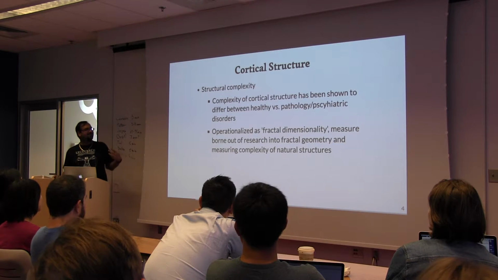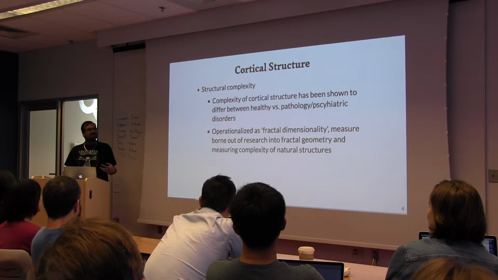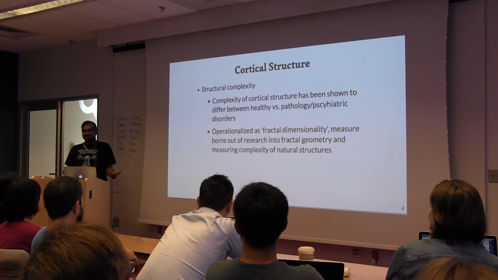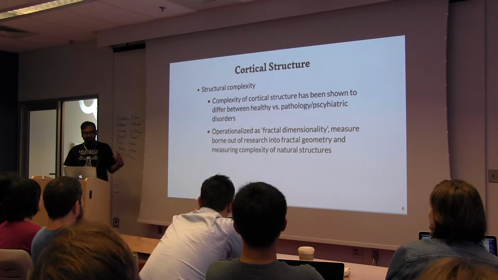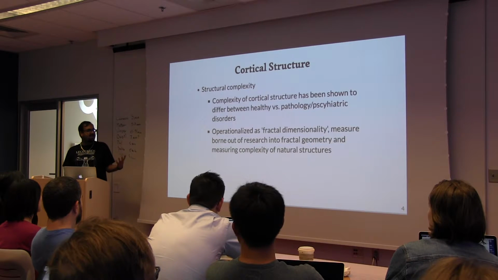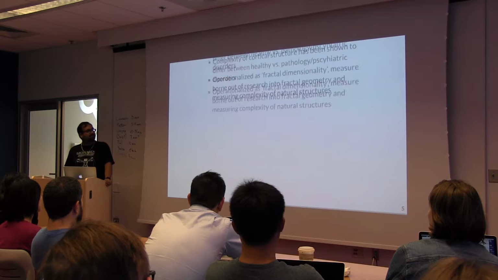Why do we care? Well, prior to the work that I had done, it had been shown that the brains of healthy people versus individuals with pathological or psychiatric conditions differed on this kind of measure. So, borrowing from this approach of how we compute the quantity of how complex a natural structure is, we borrowed that from fractal dimensionality.